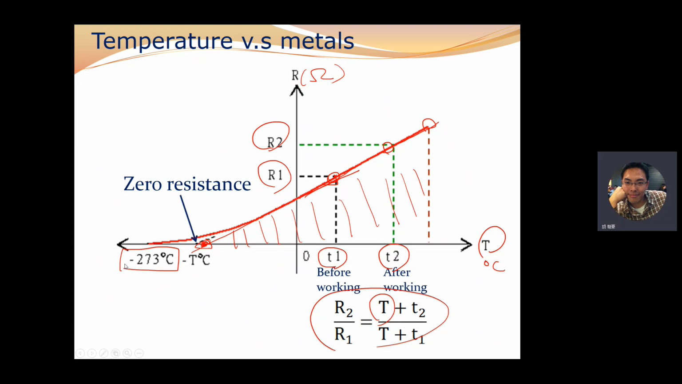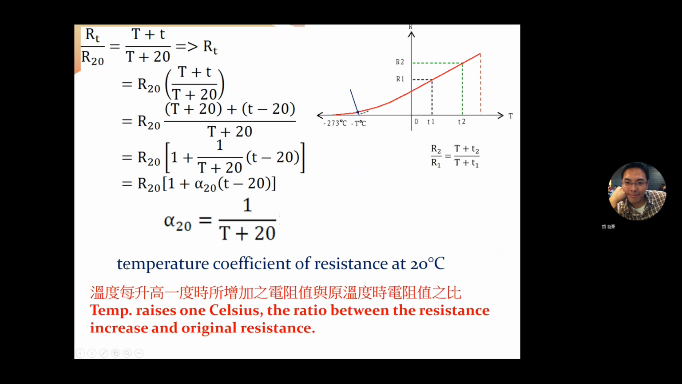Therefore, we can estimate the material's resistance at different working temperatures. We can calculate this relation from that triangle to get the resistance at a specific temperature, RT. This RT can be at T2, T3, T4, different temperatures, and T1 is mostly room temperature. And the 20 means 20 Celsius.